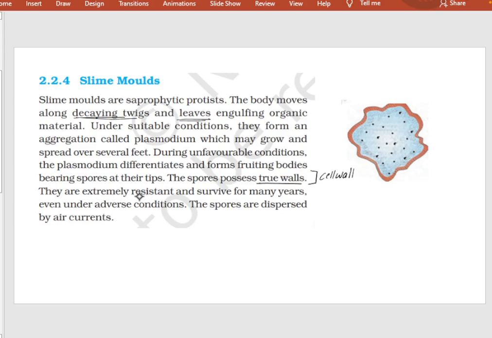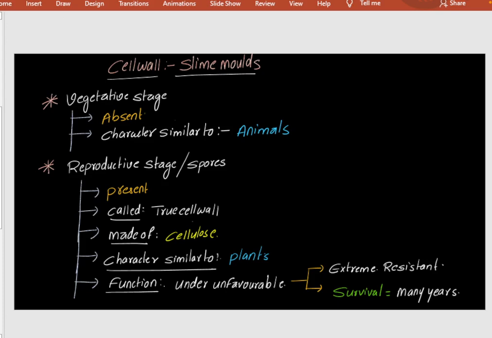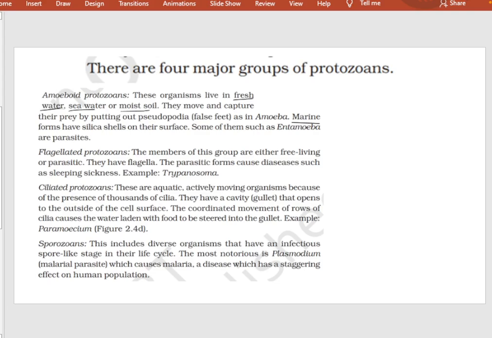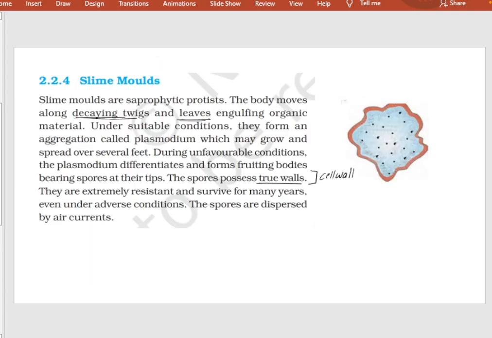Extremely resistant. Spores are extremely resistant and survive for many years under unfavorable conditions. Under unfavorable conditions, the cell wall provides extreme resistance and survival for many years. So this is about the cell wall of slime molds. Where is the cell wall present? Only in the reproductive stage.